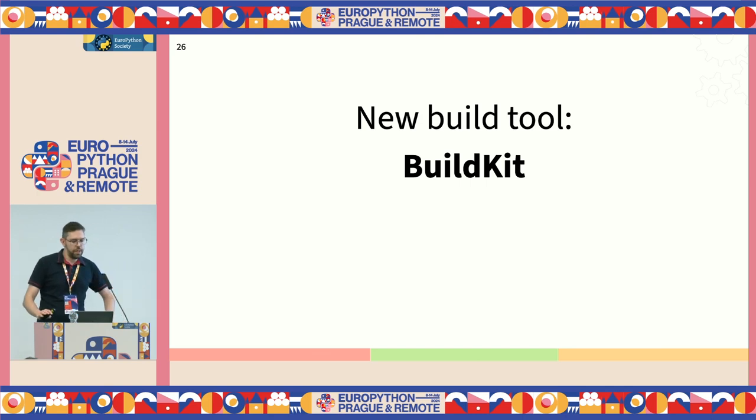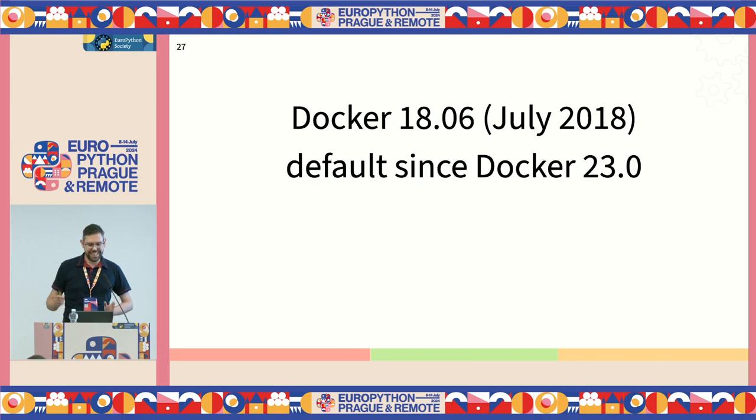To use this feature, you will need a new build tool called BuildKit, and luckily it is included in Docker. But when I say new, I don't mean exactly new. It was first included in Docker in November 2018, a few years ago, and has been the default since Docker 23, which was released last year.